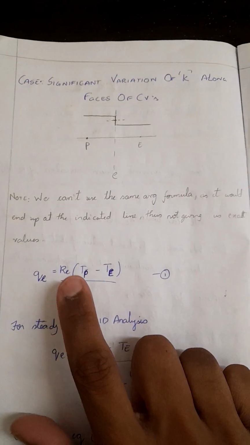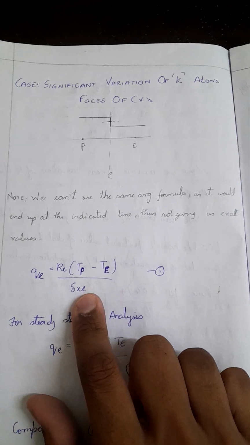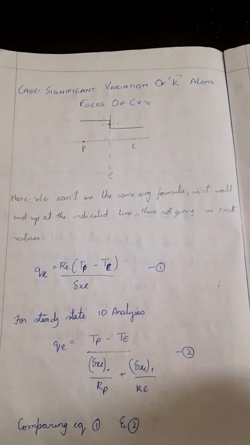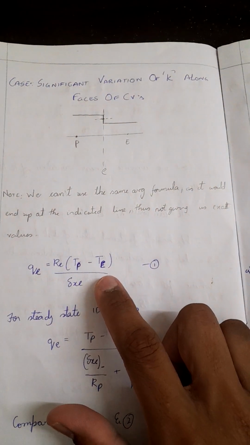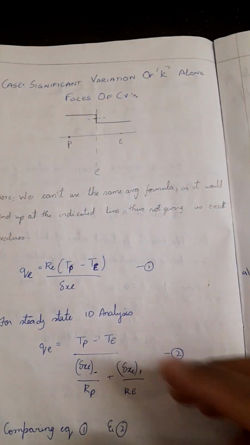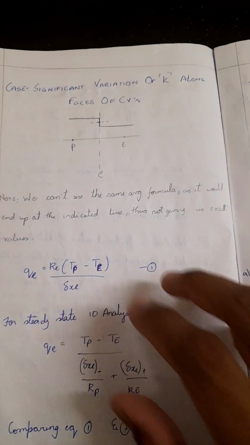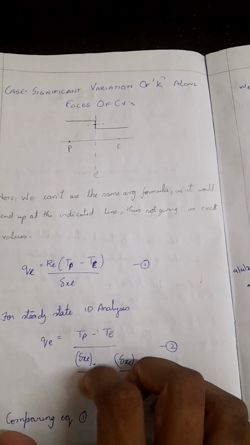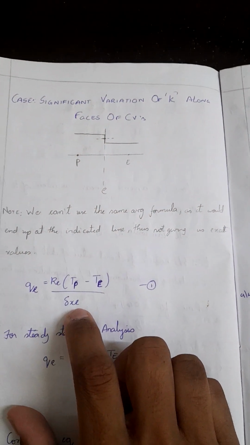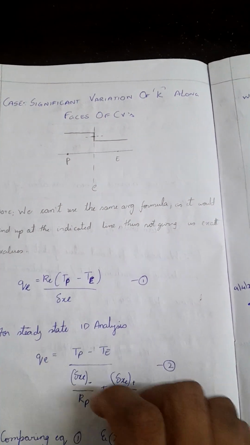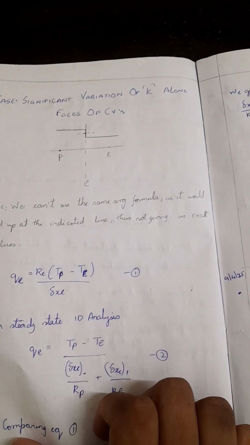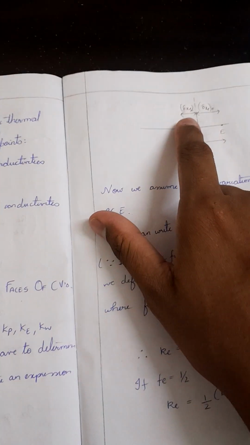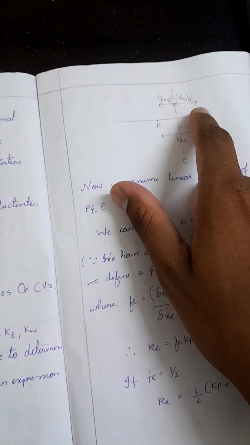All of us know that Q can be written as K dT by dx. Now in 1D steady state analysis, I would be elaborating my thickness by considering thicknesses and thermal conductivities in each region. Here I've generally written it as delta XE and Ke, but when I talk about 1D steady state analysis, I write it as delta XE minus by Kp and delta XE plus by Ke. So this is what I write.